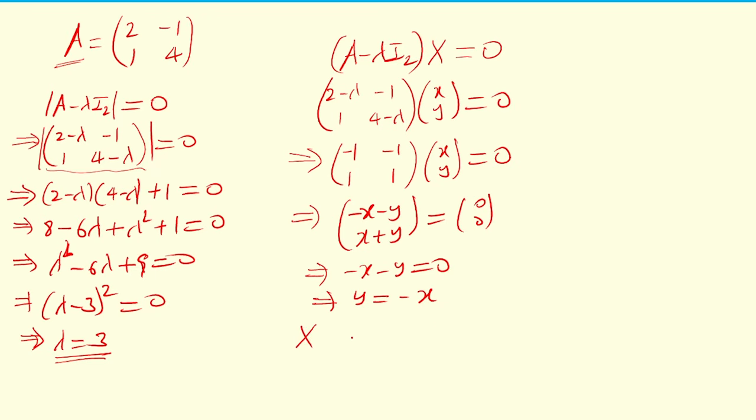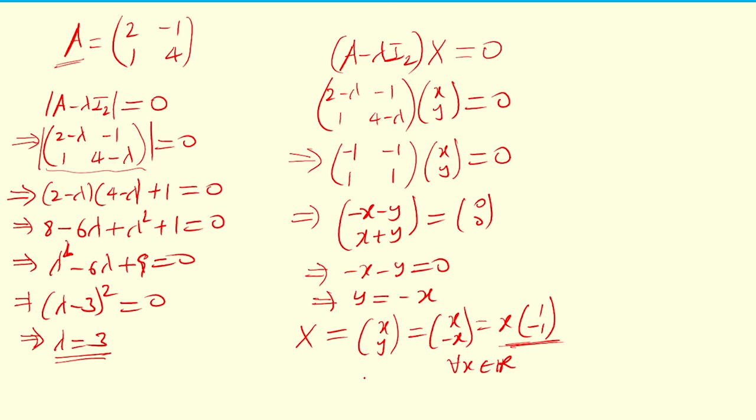Therefore, what's vector x? That's (x, y). What's y? Minus x. So x is a common factor here, giving (1, minus 1). So for all x an element of the real numbers, we have all corresponding eigenvectors x times (1, minus 1). That's the answer for question number 10.